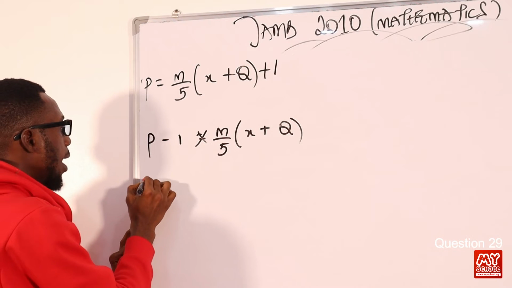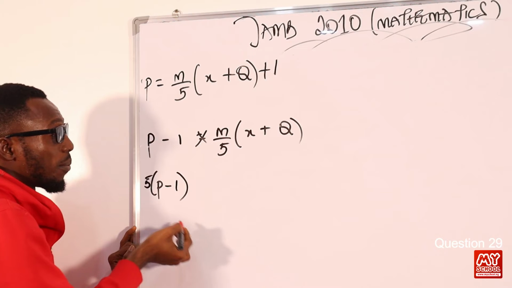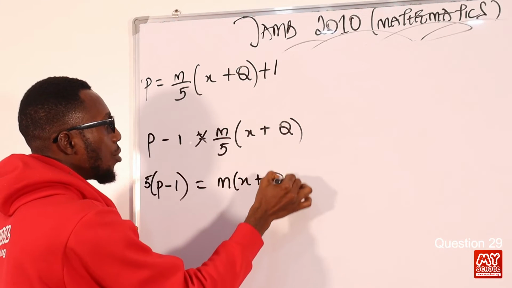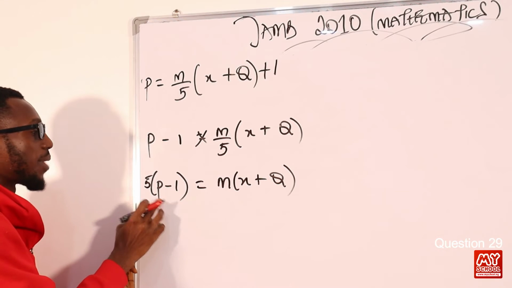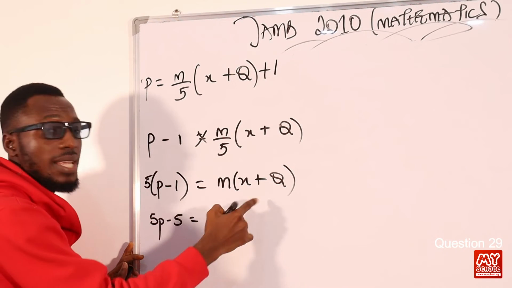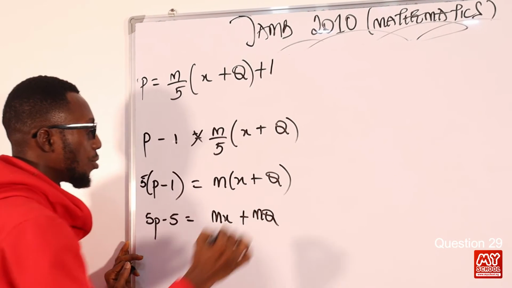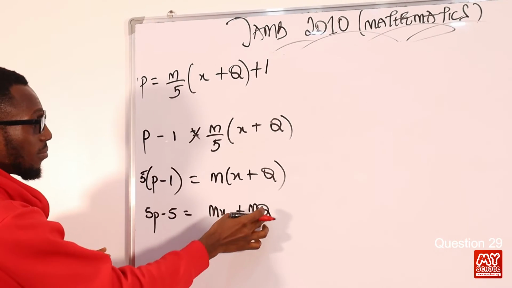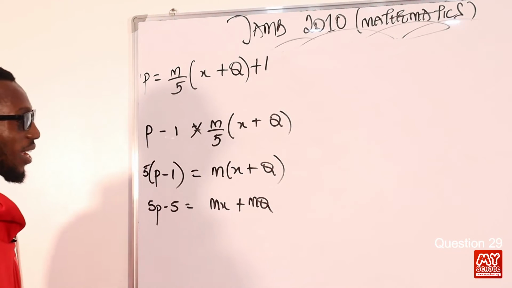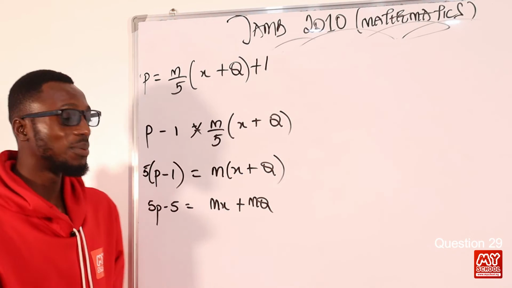It's the same thing, right? So I have 5 into brackets, P minus 1, then I have M into brackets, X plus Q. If I expand this bracket, I have 5P minus 5 equals M times X, which is MX, plus M times Q, which is MQ. I can turn this back to small letter just for everything to align, but let's just work with this. I'm asked to make Q the subject of the formula, right?